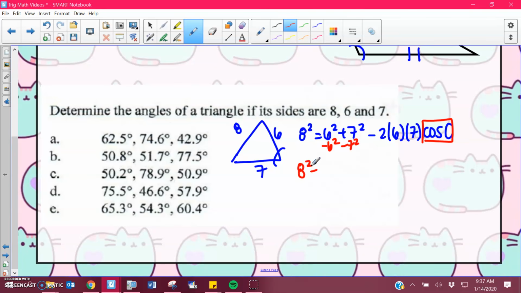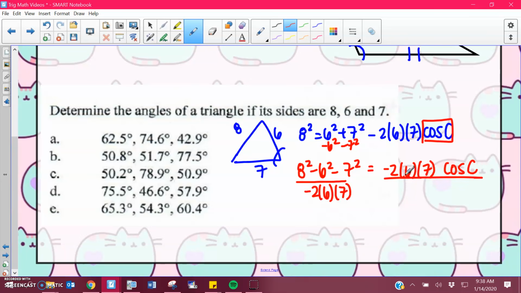So I'm going to have 8 squared minus 6 squared minus 7 squared. Notice I haven't even figured out what those squares are, just in case I make a mistake. And then it equals negative 2 times 6 times 7. Again, I haven't multiplied anything out yet. Since these two things are connected by multiplication, I'm going to divide both sides by whatever this number ends up being to get rid of this.